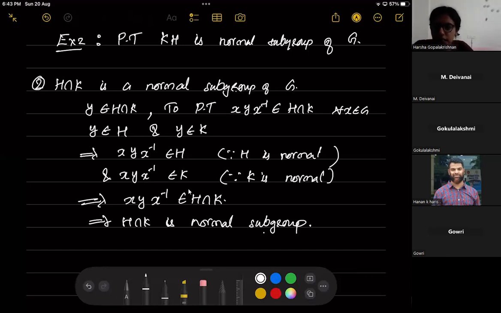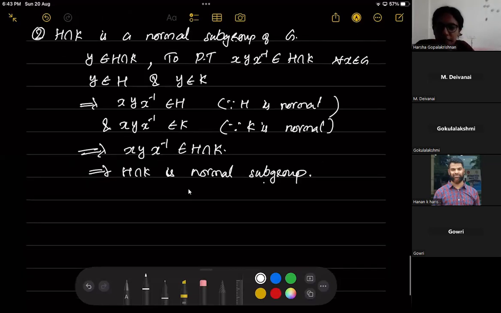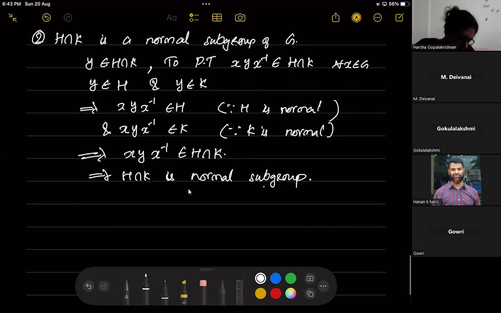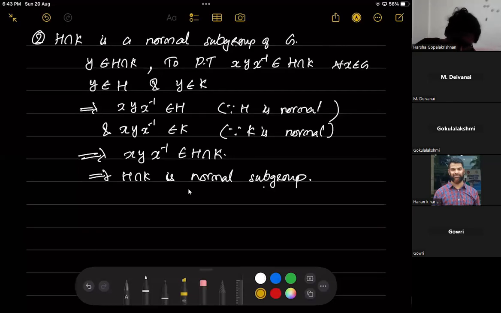Okay, is this clear? So it is a very trivial thing to prove H intersection K is normal. Now, this is our third option, right? Now we will go to the fourth option.